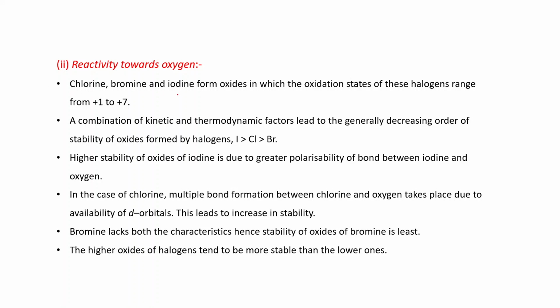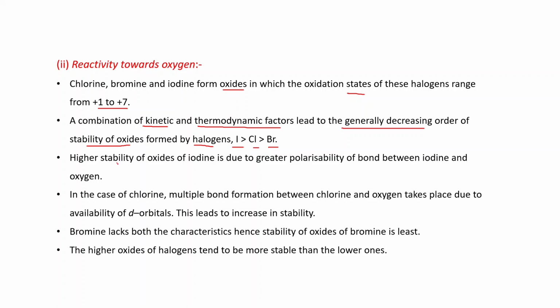Chlorine, bromine and iodine form oxides in which the oxidation states of these halogens range from +1 to +7. A combination of kinetic and thermodynamic factors lead to a general decreasing order of stability of oxides formed by halogens in this order. That is, oxides of iodine are more stable than chlorine, and oxides of bromine are least stable.